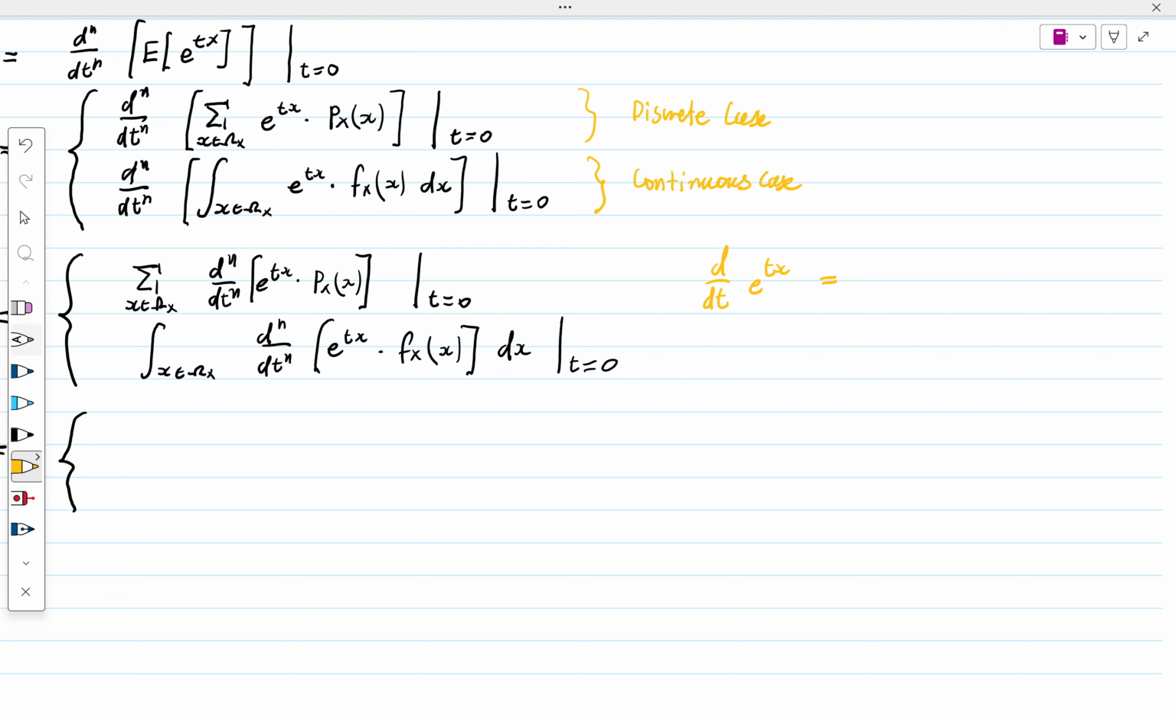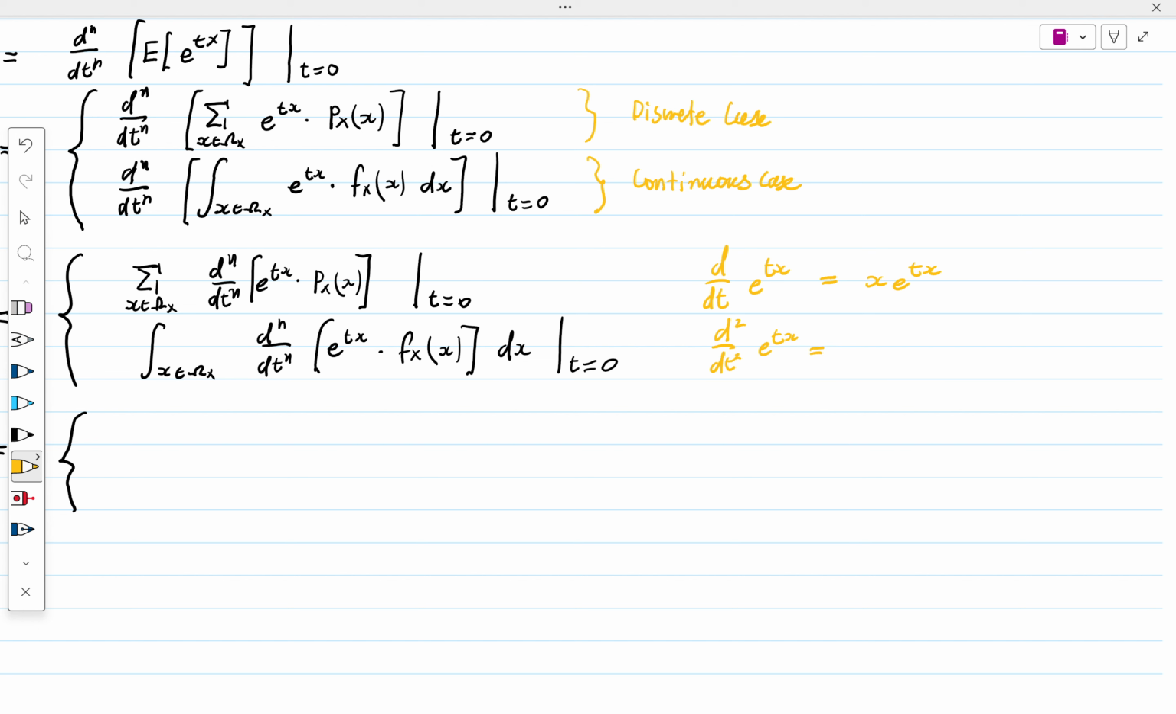When you differentiate once with respect to t, x is the coefficient of t in the power, so you have to take the power down the front. That gives you x e to the tx. That's not too bad. What if you were to take the second derivative of e to the tx?